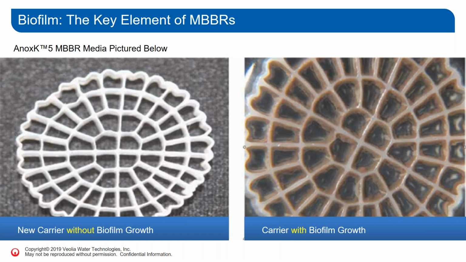So this is the Anox K5 media. You see to the left without any biofilm before you put it into operation, and then after a few days it will look like it looks to the right, with a biofilm growth on it. So it's designed to give you a very high effective surface area, because it's not the biomass amount that's important in the biofilm system, it's the surface area that is exposed to the water phase.